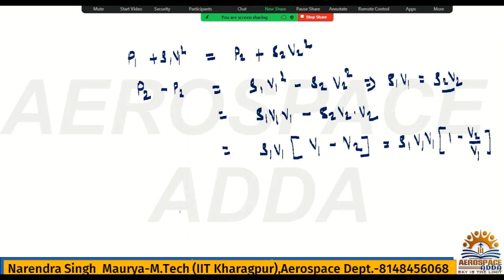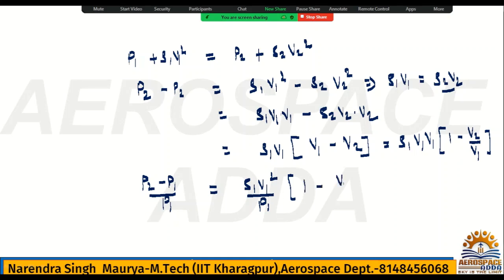Now here I can write both sides, P2 minus P1 divided by P1. So this will be what? Rho1 V1 square divided by P1. Okay. In bracket it is 1 minus V2 by V1.